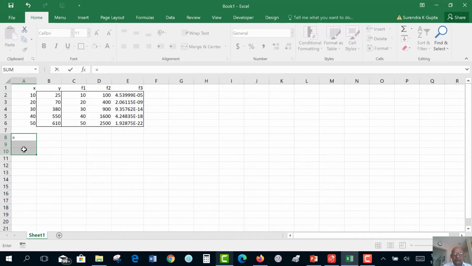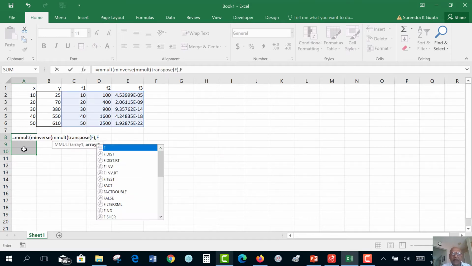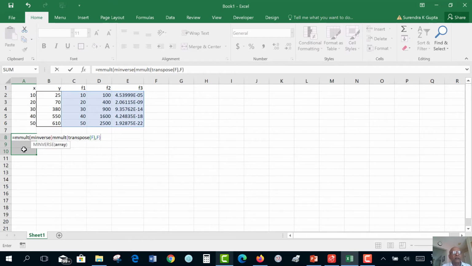And remember our formula. We are going to matrix multiply the inverse of A, which itself is the matrix multiply of transpose of F by F. So let's close parenthesis, comma, matrix B, which is the matrix multiply of transpose of F by Y, close parenthesis here, close here, Control Shift Enter.